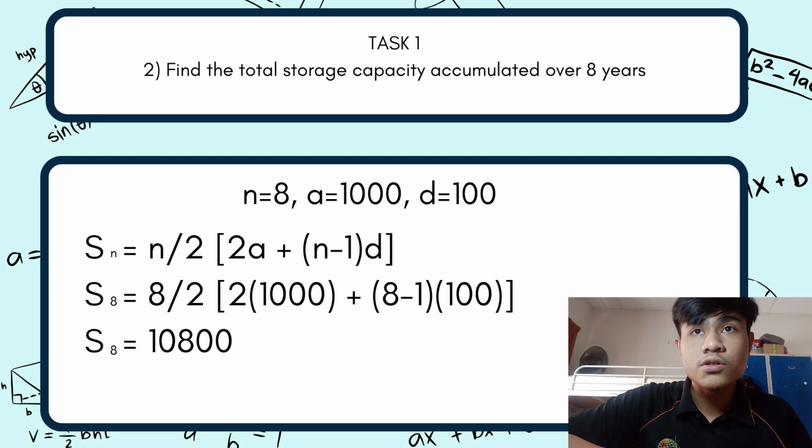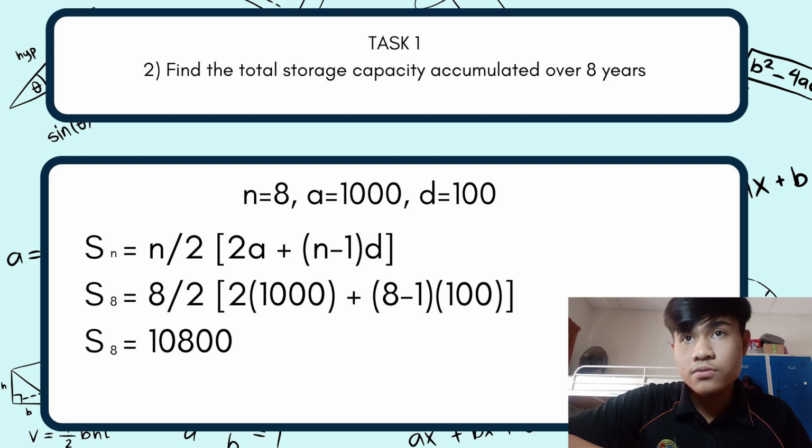So we move on to the second question of task 1. Find the total storage capacity accumulated over 8 years. So this involves calculating the total of the storage capacity for each year after 8 years. This can be thought of as the sum of an arithmetic sequence. So here we have n equal to 8, the first term is 1,000, and D, the common difference, is 100.